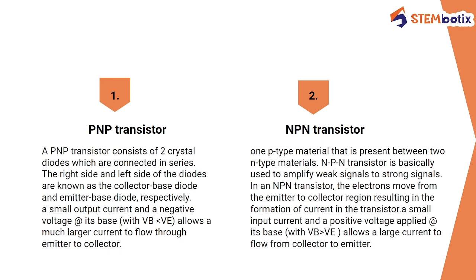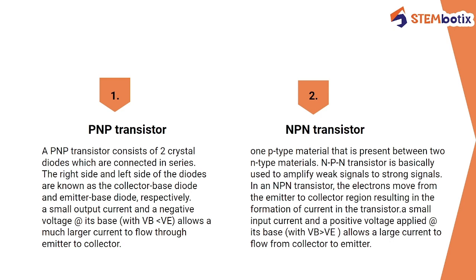A PNP transistor consists of two crystal diodes which are connected in series. The right side and the left side diodes are known as the collector-base diode and the emitter-base diode, respectively. A small output current and a negative voltage at base, meaning VB less than VE, allows a much larger current to flow from emitter to collector. So in PNP, the current flows from emitter to collector.